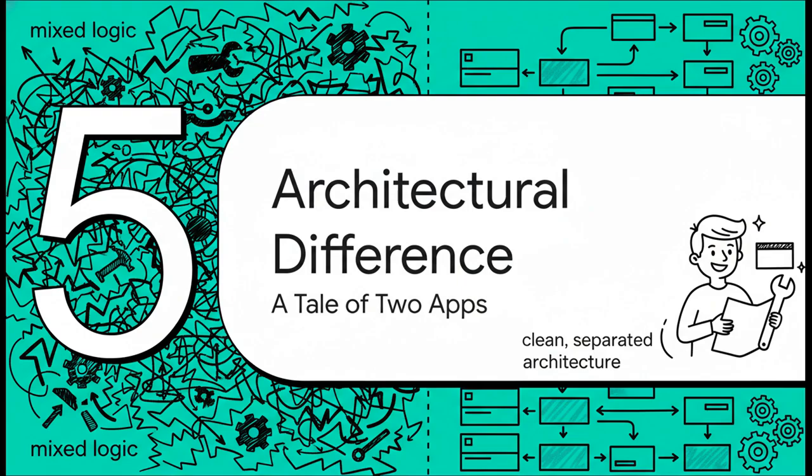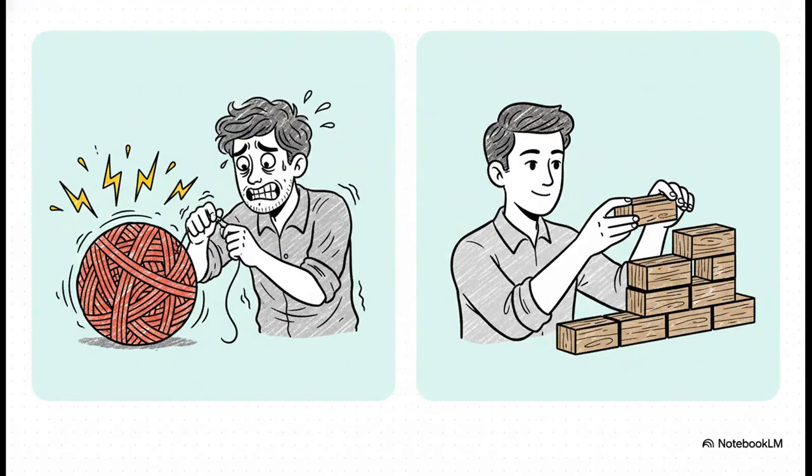Let's make this real, though. What does this difference actually feel like when you're coding? Let's imagine we're adding a new feature to two different apps, one that's a tangled mess and one with a clean, separated architecture. In the messy app, adding one small feature means you're hunting through a dozen different files. Every little change you make feels like it could break something totally unrelated. It's slow, it's frustrating, it's just no fun. But in the well-architected app, the change is simple and isolated. It's safe, it's easy to test, and you can build things fast with confidence. That is the payoff right there.